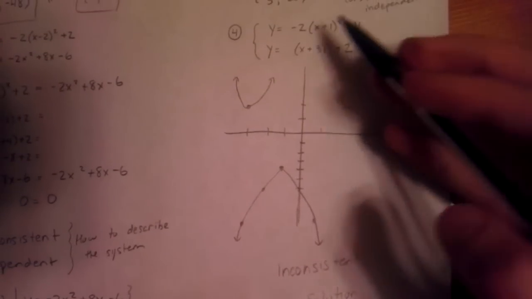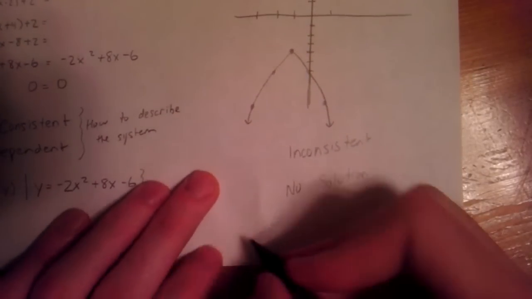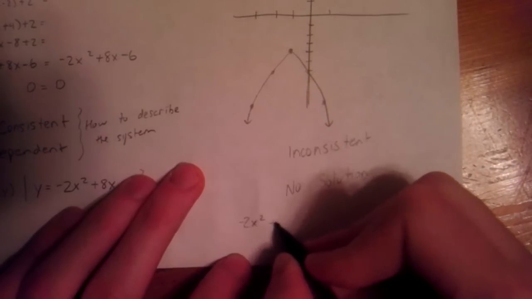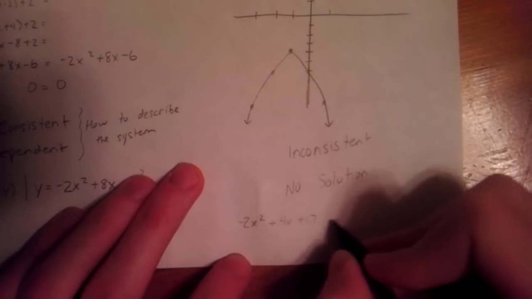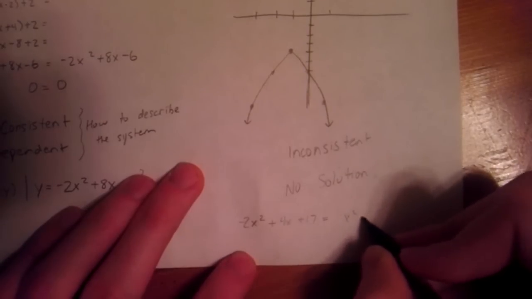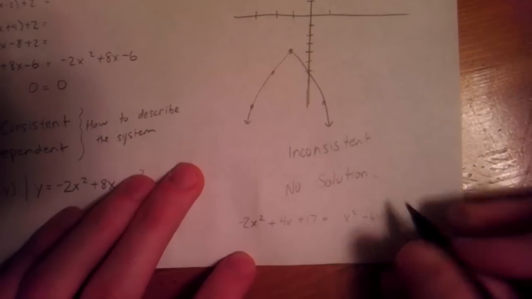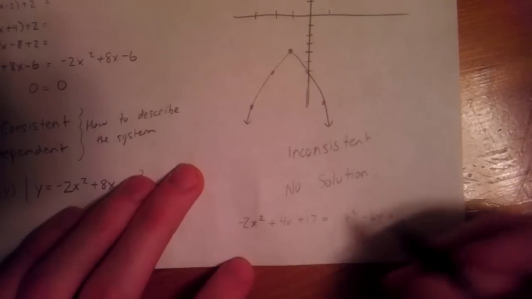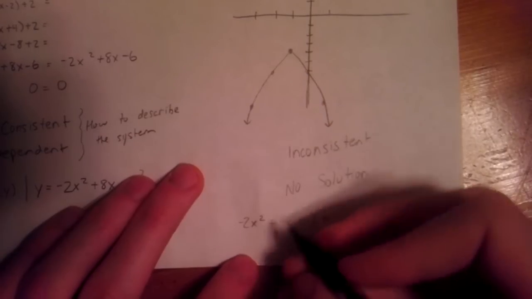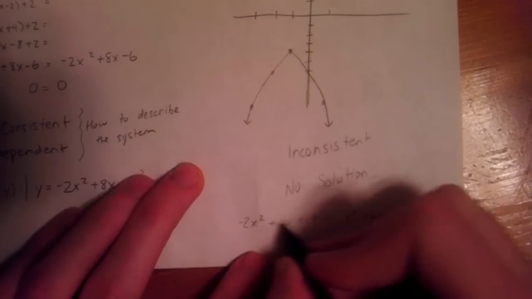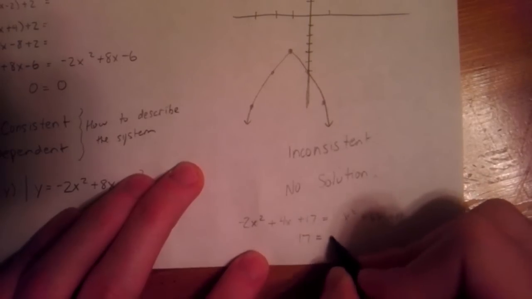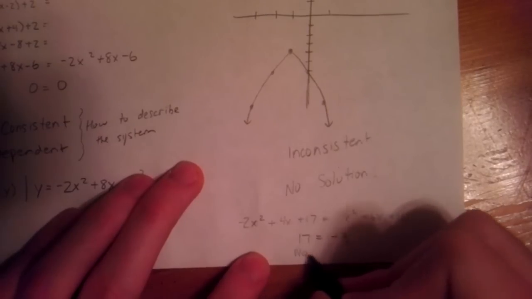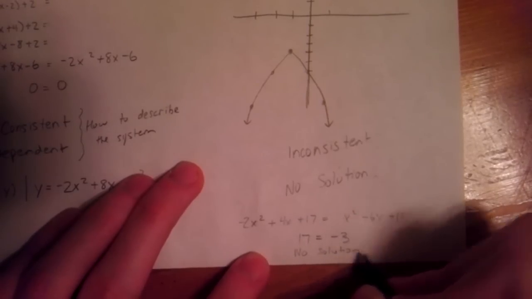If you tried to solve this algebraically, what you'd find is that when you're solving it, maybe you get something like negative 2x squared plus 4x plus 17 equals x squared plus 6x plus 11. I just made up these numbers. They're not actually going to be the right ones. However, what you'll find when you're solving this out is that one of two things happens. Either when you're working it out, you get something like 17 equals negative 3, and that makes no sense whatsoever. So that would be one way you know it has no solution.